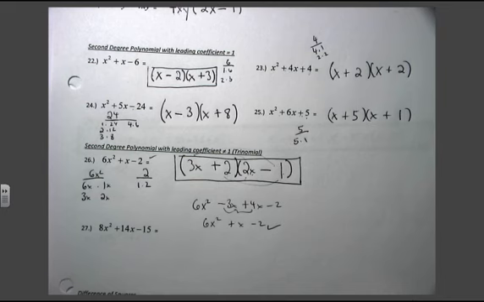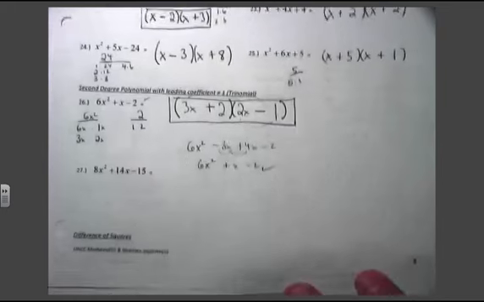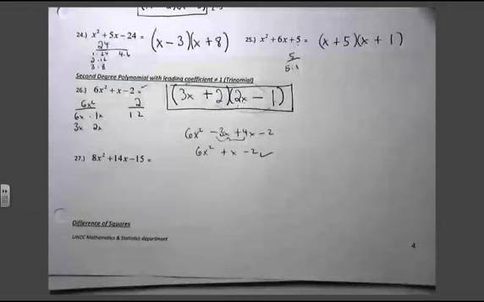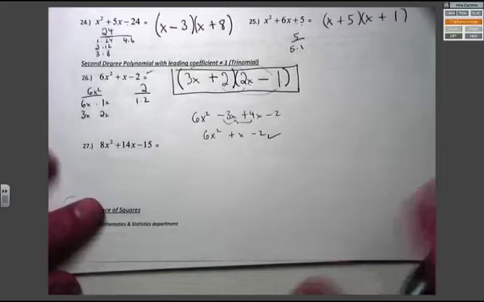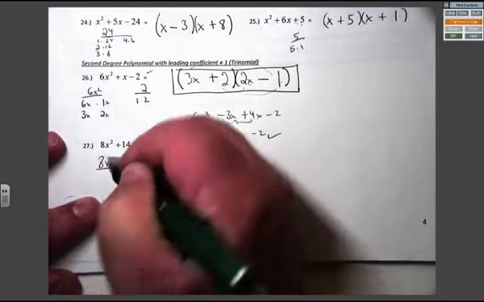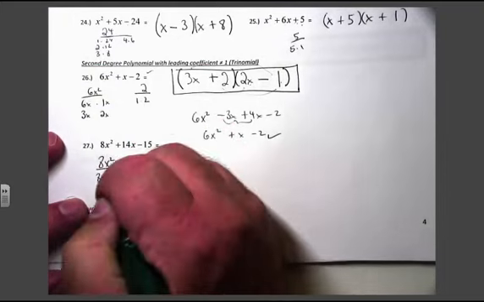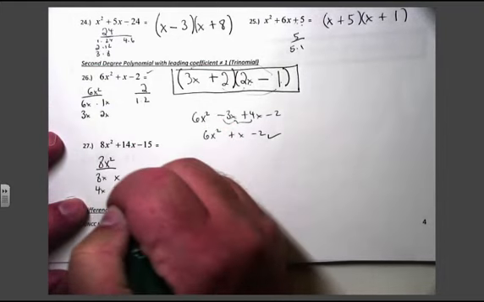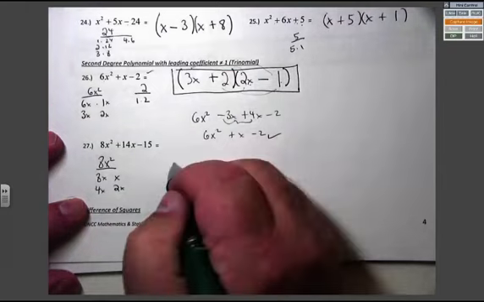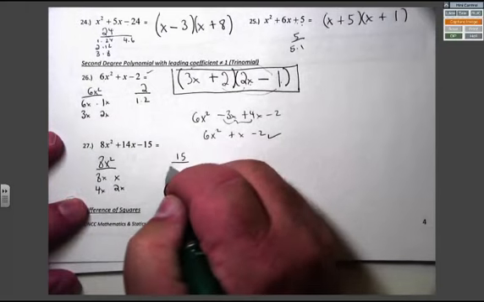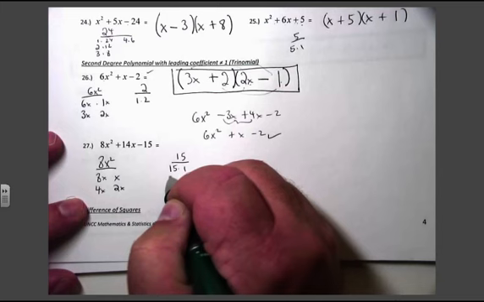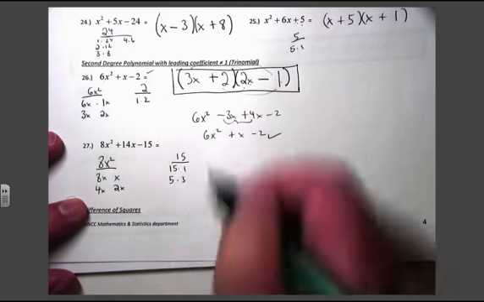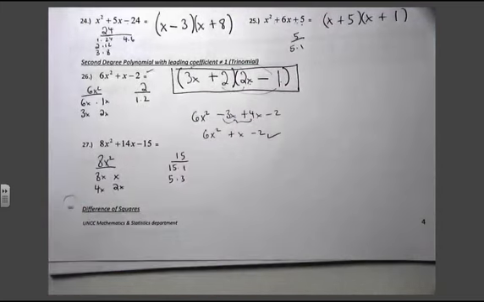Take a look at the next one. 8x squared plus 14x minus 15. Okay? So, what are the factors of 8x squared? I've got 8x and x, 4x and 2x. What are the factors of 15? 15 times 1 and 5 times 3. So, a couple of options for the leading coefficient, a couple of options for the constant.